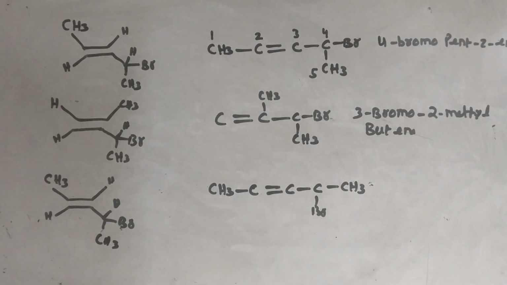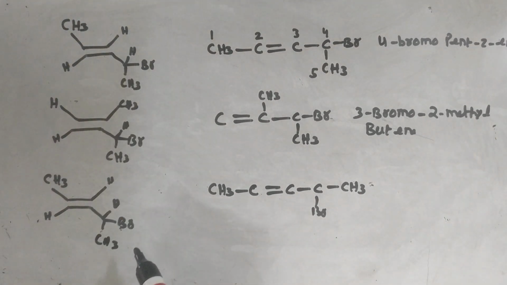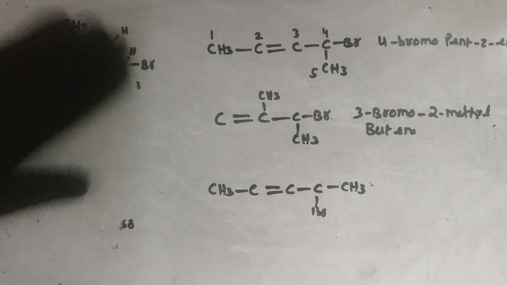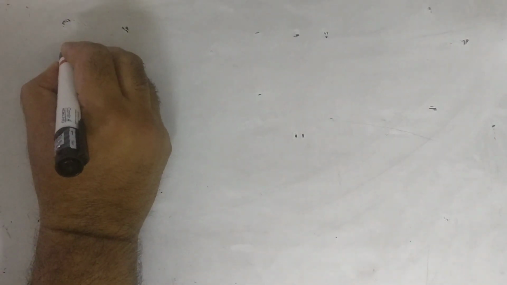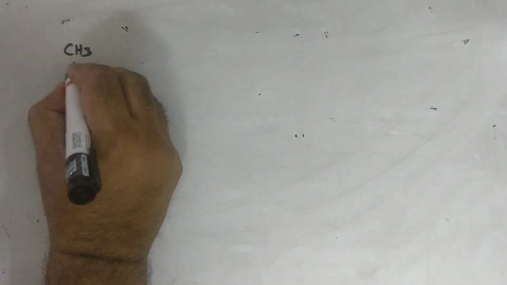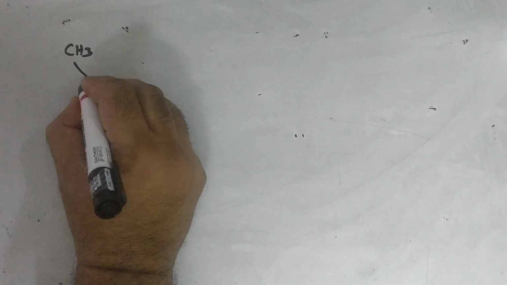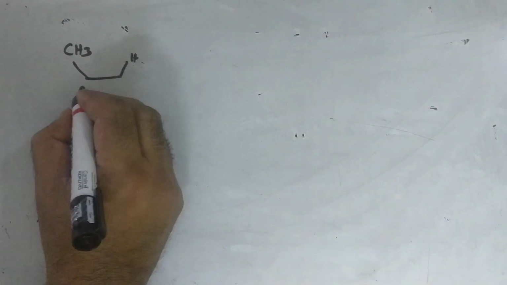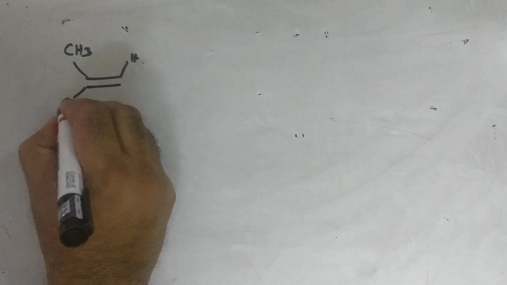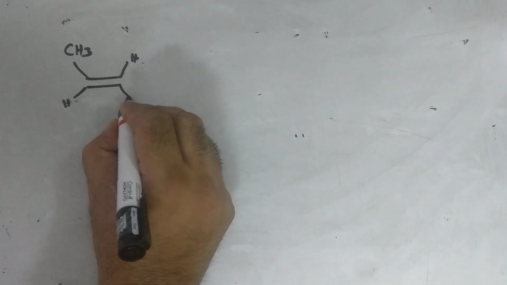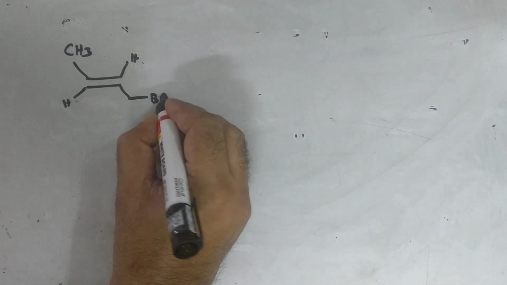Now let's do the next one. I think these 3 examples are clear. Can we proceed further? Okay, let's proceed further. So let us see some more compounds, some more examples. So the next one is as follows: CH3, then like this, this is like this, like this. This will be quite interesting.